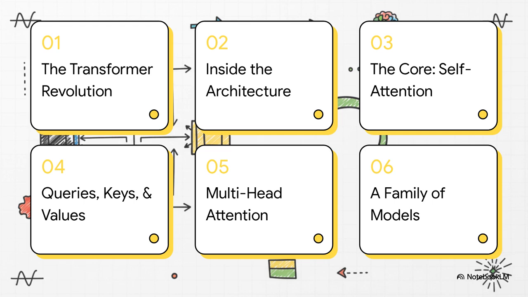All right, so here's our game plan. We're going to unpack this thing layer by layer. First, we'll talk about why the Transformer was such a revolution. Then, we're going to pop the hood on the architecture itself. And finally, we'll get into the real heart of it all, the technical mechanics of its incredible engine, self-attention.